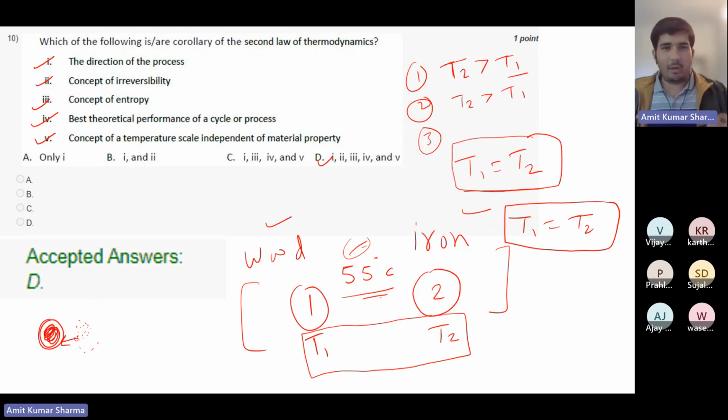I think the doubt is clear. So the correct answer will be T1 equals T2. Is it clear to everyone?